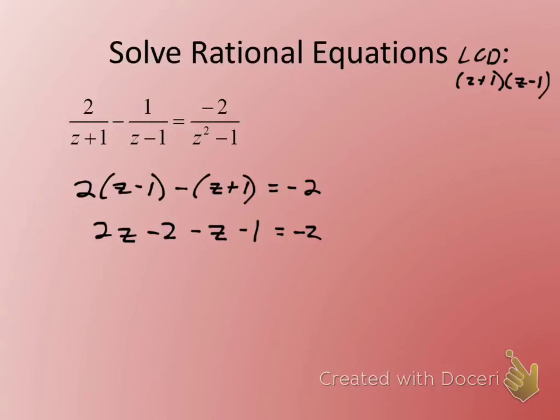And the next question coming up here in just a little bit is: finish this one off and then tell me the answer. So tell me the answer to the rational equation 2 over z plus 1 minus 1 over z minus 1 equals -2 over z squared minus 1. Tell me the solution to this one.